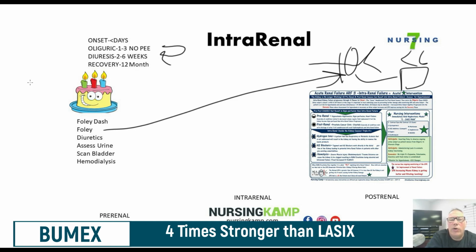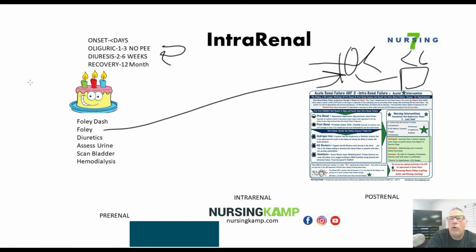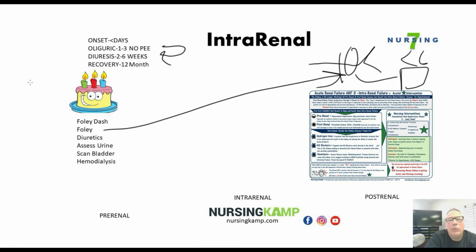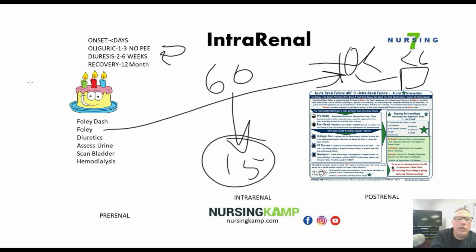We're going to assess that urine for 30 cc's an hour for 24 hours. We might even do a bladder scanner where we look at the patient to see whether or not they have residual urine in their bladder and where they're at with it. Also, if that GFR starts to drop and keeps on dropping and gets below 15, we generally will think about hemodialysis.